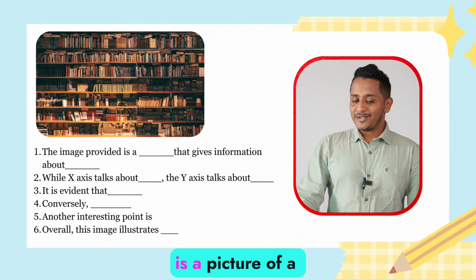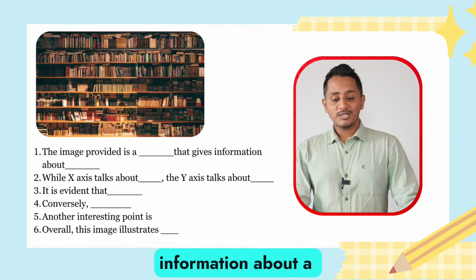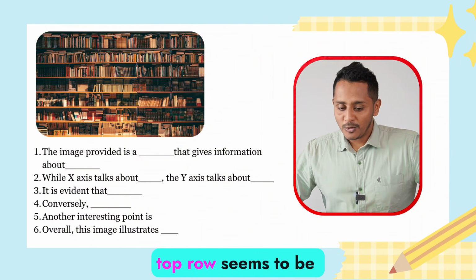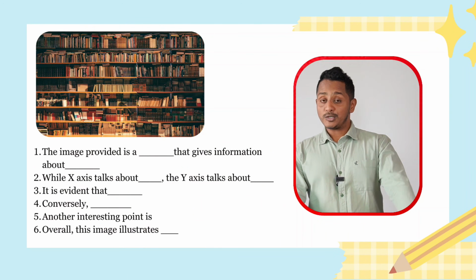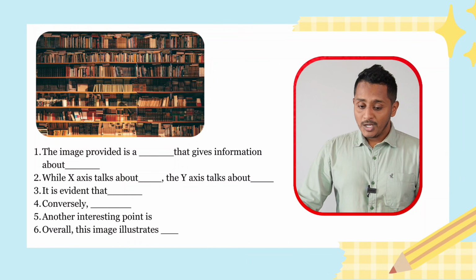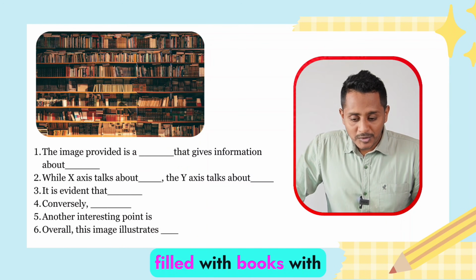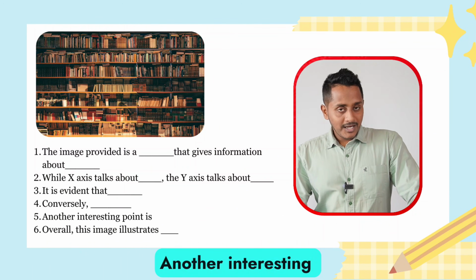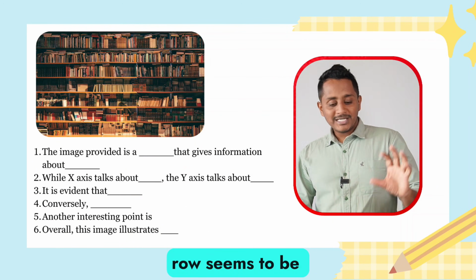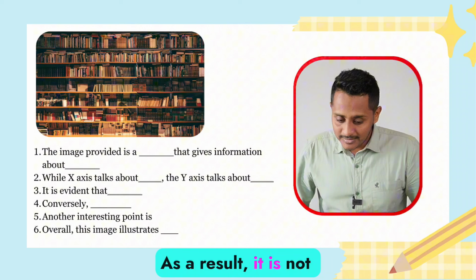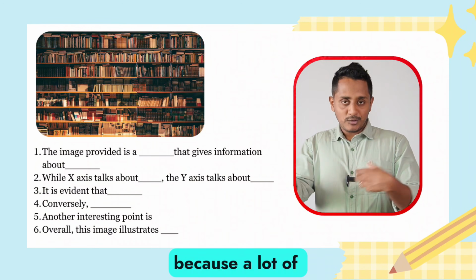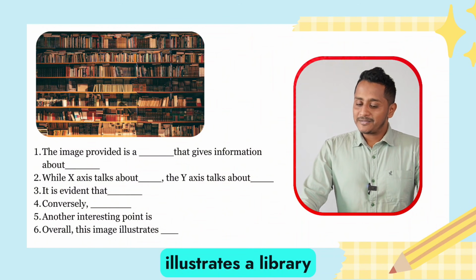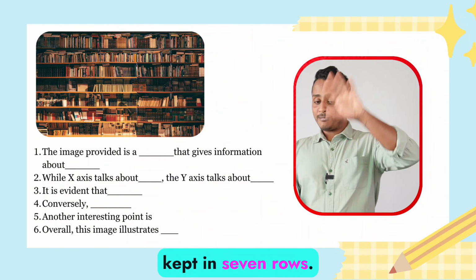The image provided is a picture of a library that gives information about a lot of books that have been kept or arranged in a row. It is evident that the top row seems to be very, very important. As a result, a lot of books have been kept on the top row. Conversely, the middle row is filled with books with black binding, and it seems not so commonly used. Another interesting point is the bottom row seems to be most commonly accessible row. As a result, it is not arranged neatly because a lot of people may have taken some books. Overall, this image illustrates a library wherein a lot of books have been kept in 7 rows.